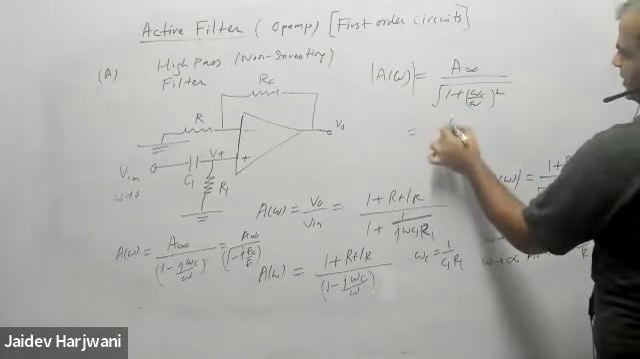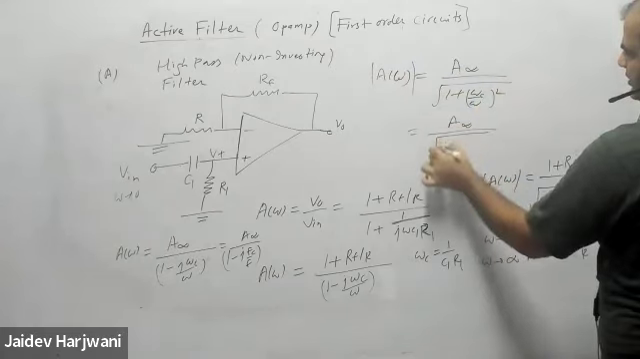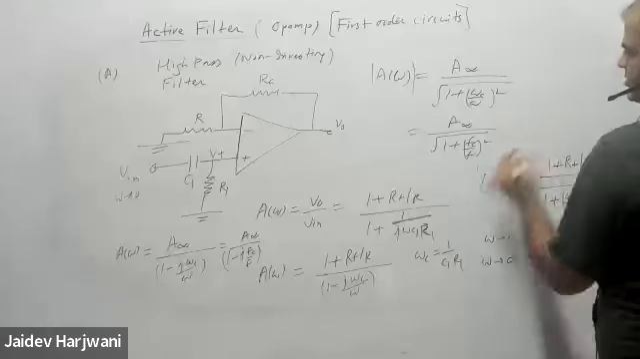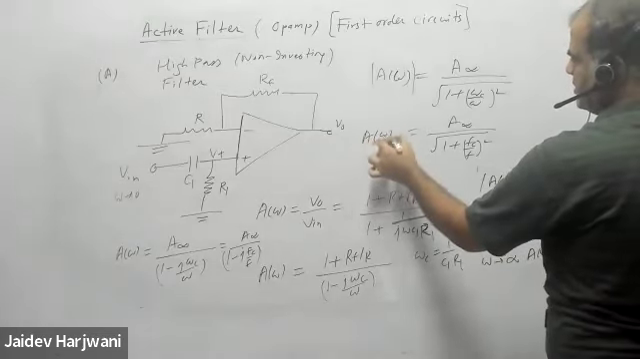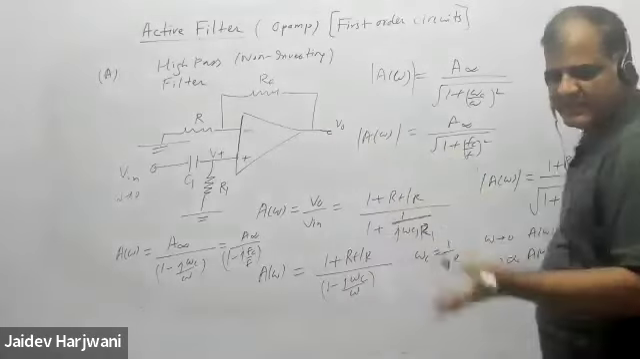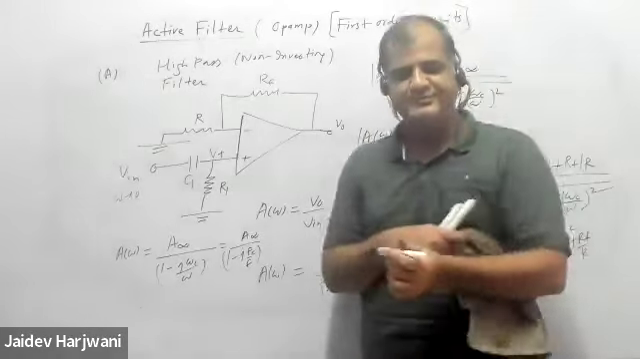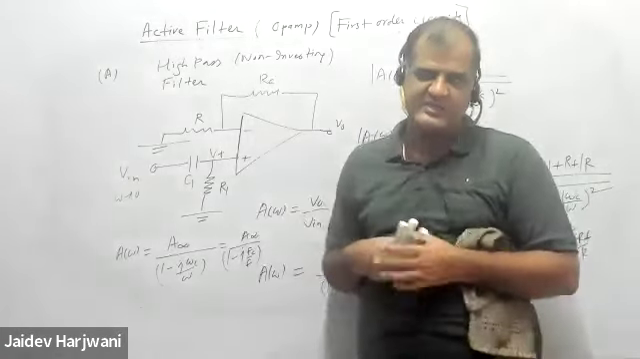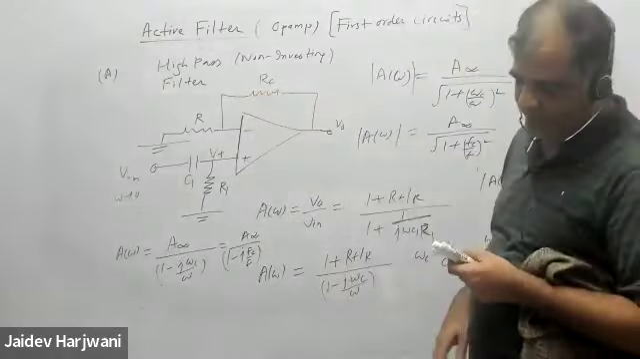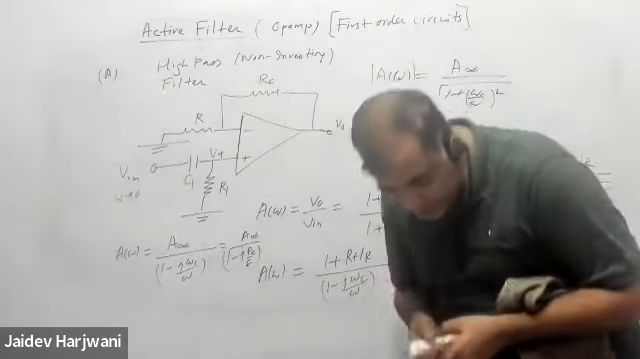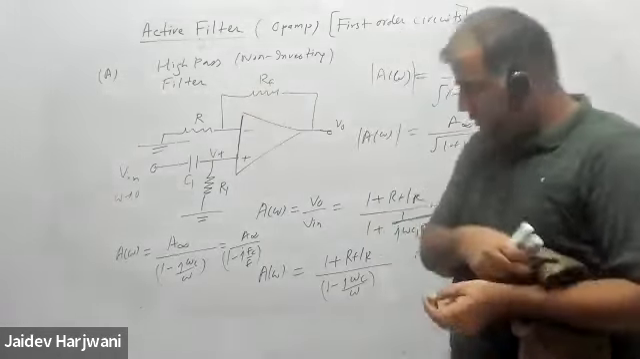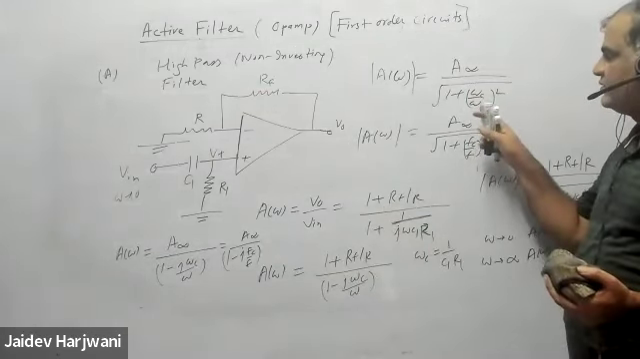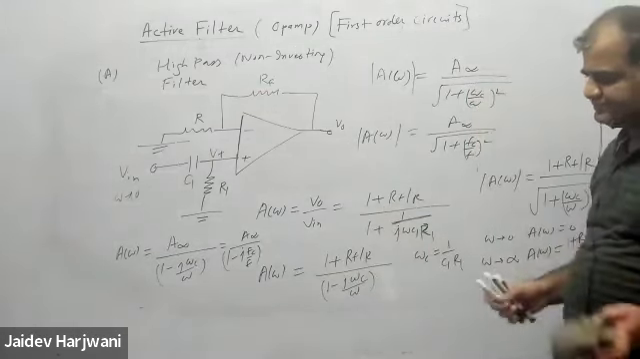A infinite times the square root of 1 plus fC by f whole square. So whether it is high pass or low pass, that you can directly tell. Okay, you don't need to put so much effort. If they are just asking what is low pass or high pass, you can directly tell. So this expression you should remember for high pass and low pass. For high pass this is down, for low pass this omega is up.